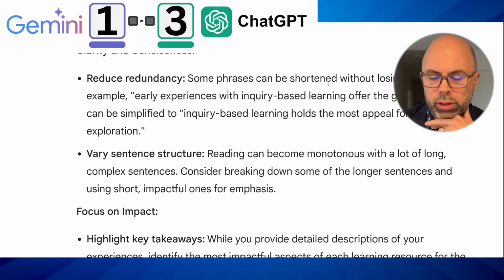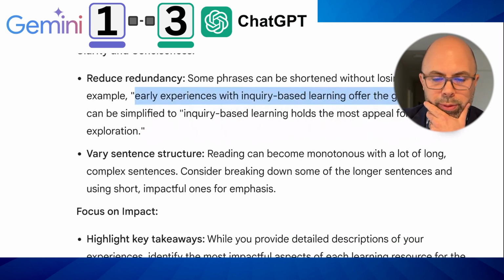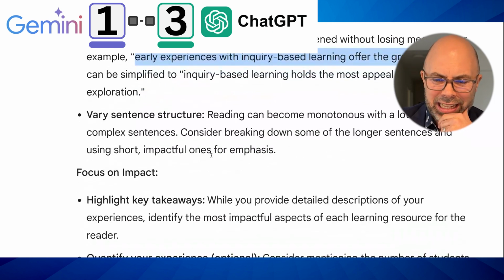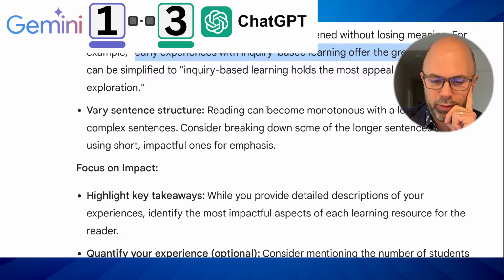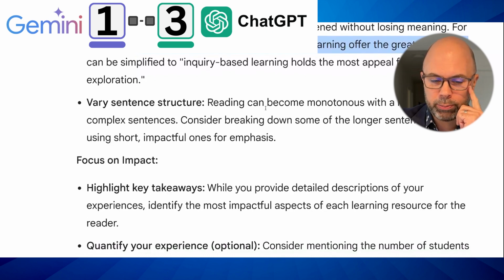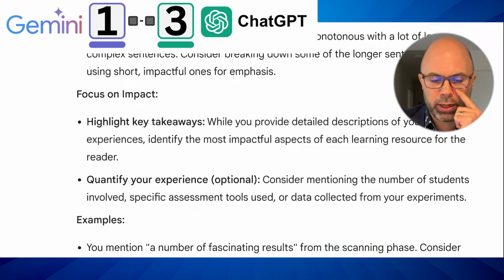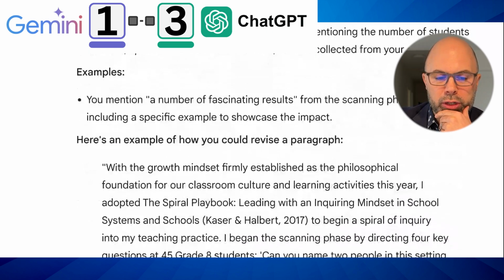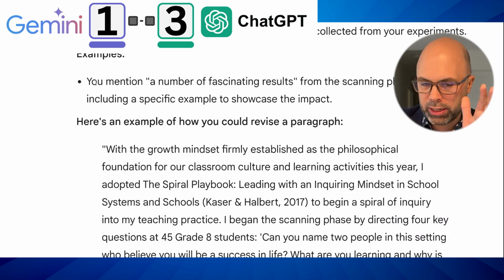Some phrases can be shortened. For example, early experiences offer the greatest appeal can be simplified to inquiry-based learning holds the most appeal for future exploration. I don't know, that's a bit of a different meaning there, Gemini. Reading can become monotonous with a lot of long, complex sentences. Break down some of the longer sentences. Okay, focus on impact. Oh, I was going to say Google Gemini is not giving many specific examples.